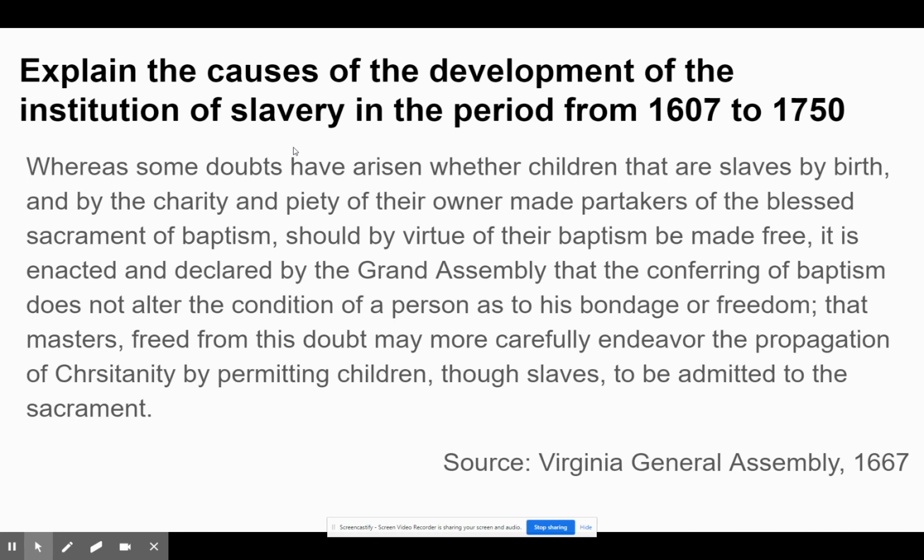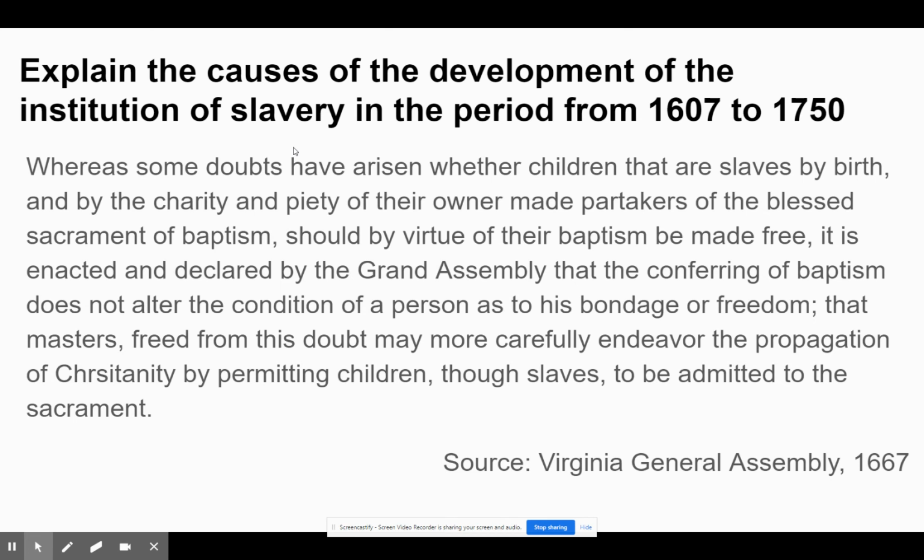And the prompt for the DBQ says, explain the causes of the development of the institution of slavery in the period from 1607 to 1750. And here's the source. It says, whereas some doubts have arisen whether children that are slaves by birth and by the charity and piety of their owner made partakers of the blessed sacrament of baptism, should by virtue of their baptism be made free. It is enacted and declared by the Grand Assembly that the conferring of baptism does not alter the condition of a person as to his bondage or freedom.